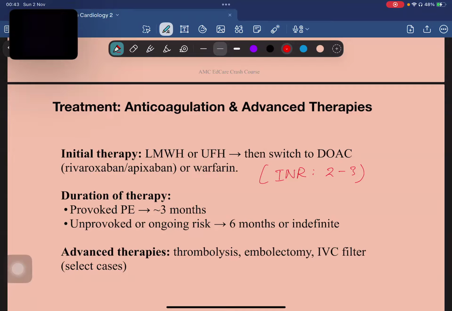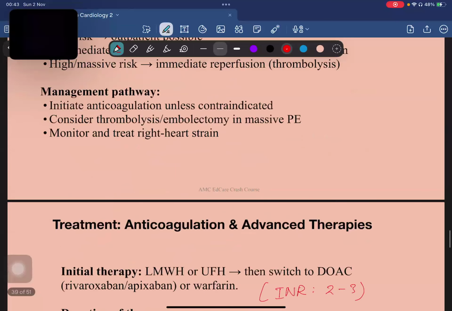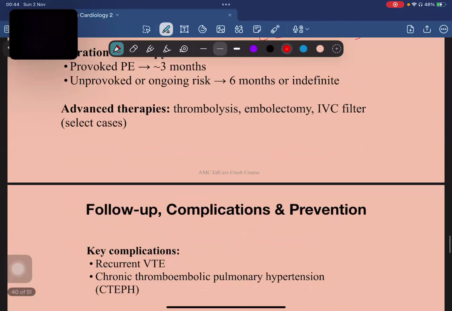And then we have advanced therapies like thrombolysis, thrombolectomy, IVC filters. So that should definitely be reserved for patients with absolute contraindications for anticoagulation. So we do have advanced therapies as such. So that should cover the treatment and management options for pulmonary embolism.